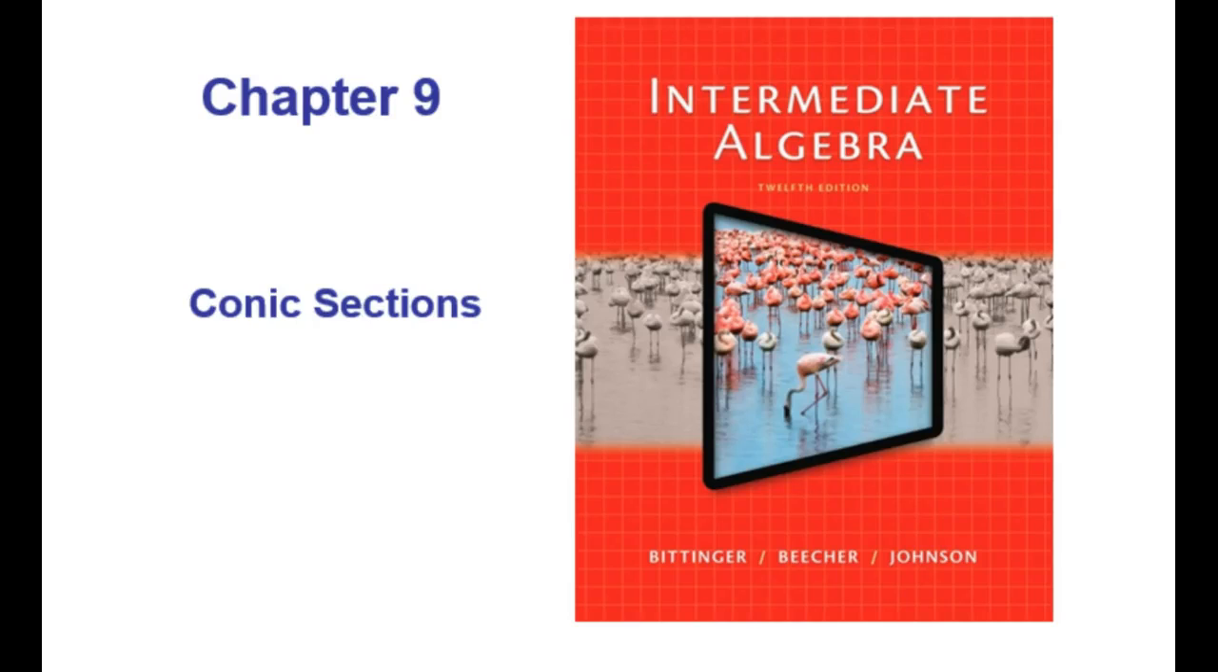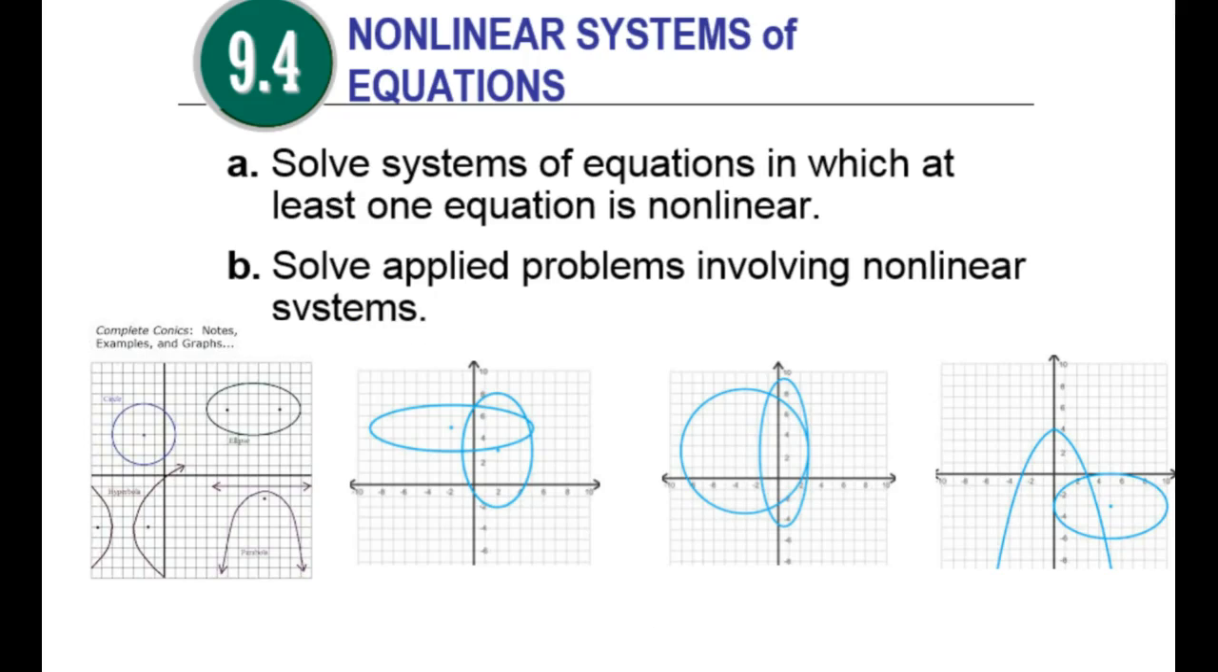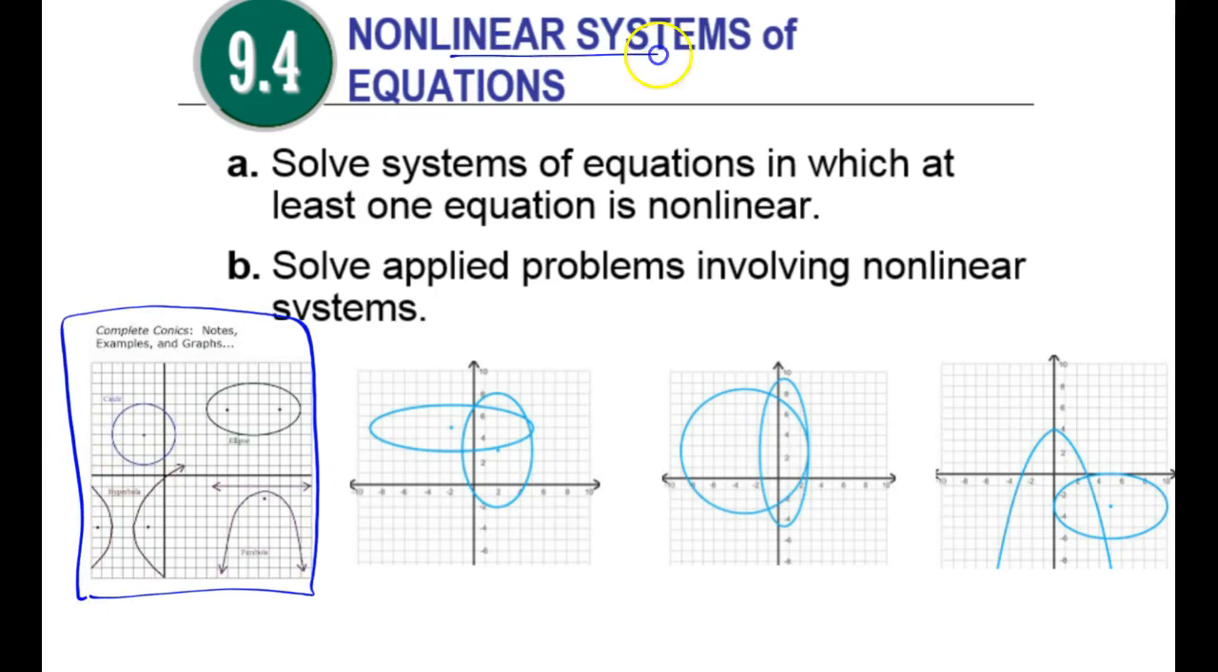Welcome to Math-073. Today we get our last section of the conic sections. We've been studying parabolas, hyperbolas, ellipses, and circles, all the different forms of the conic section. And today we're going to look at their systems of how they could intersect.